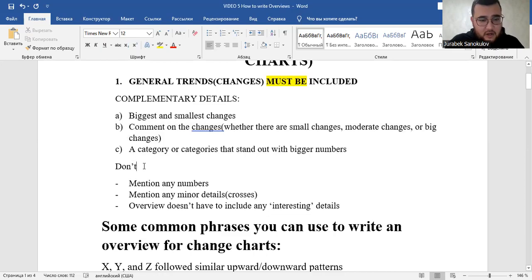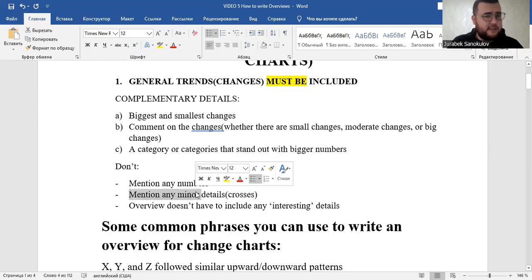So then here are the don'ts. You don't mention any numbers, any random figures from the graph in your overview. You shouldn't do that. If you do, you're probably going to get 5 for your task response, sometimes 4. So then you shouldn't include any minor details. Yeah, you need to pay attention to the bigger picture, right? You should avoid including minor details.